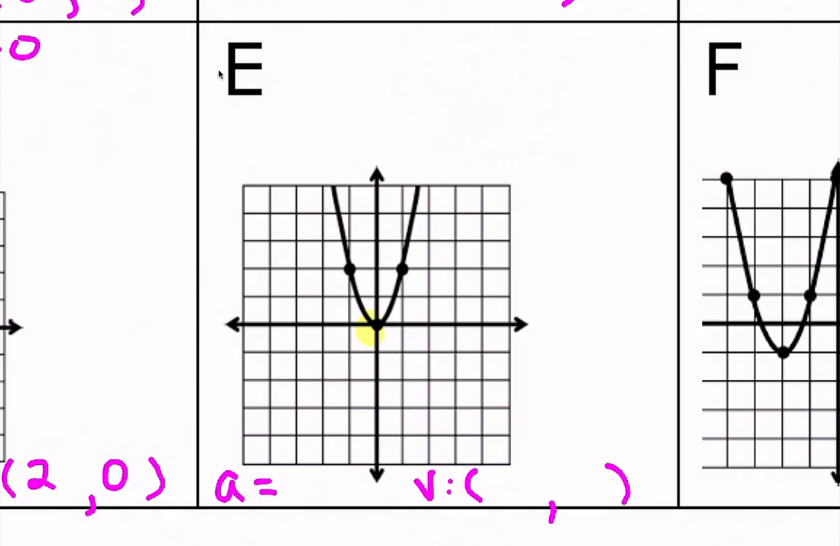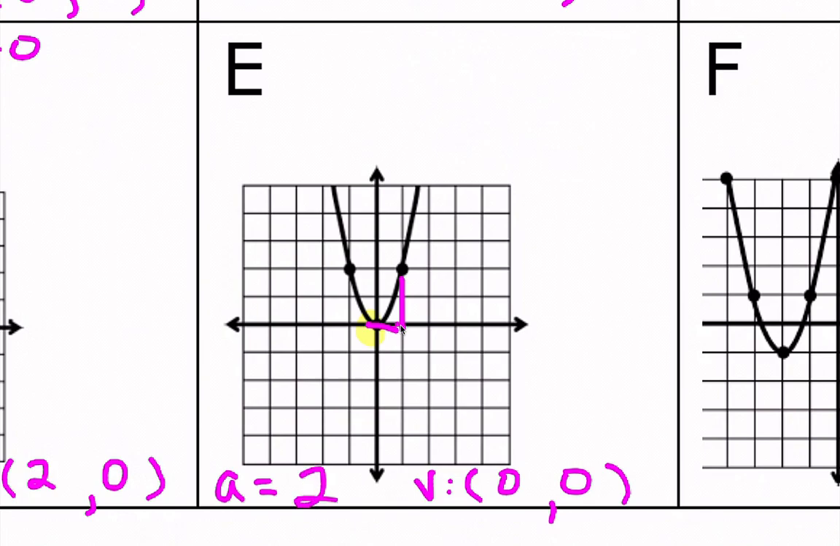All right, so here's my vertex on the origin. That's at 0, 0. I slide over a single space from my vertex, and from here I need to count either up or down. Well, it's going to go up, so it's positive, and it's going to go up 2 squares, so A is a positive 2.